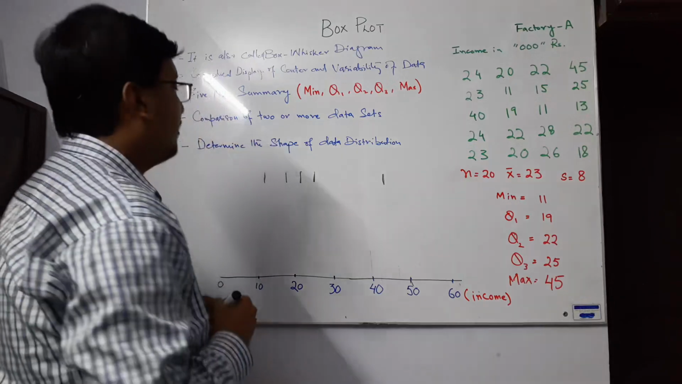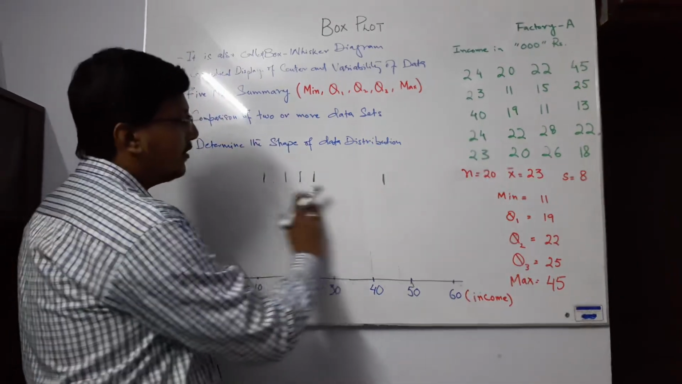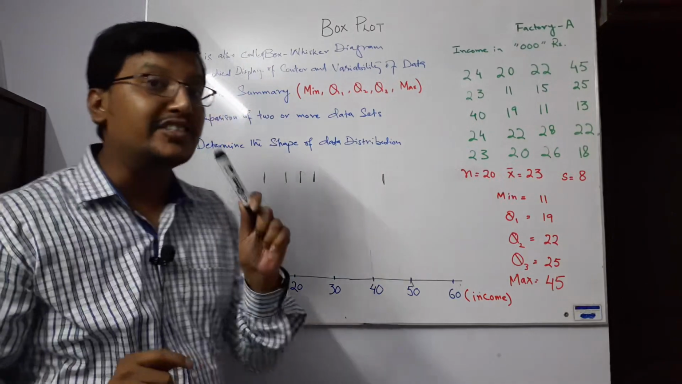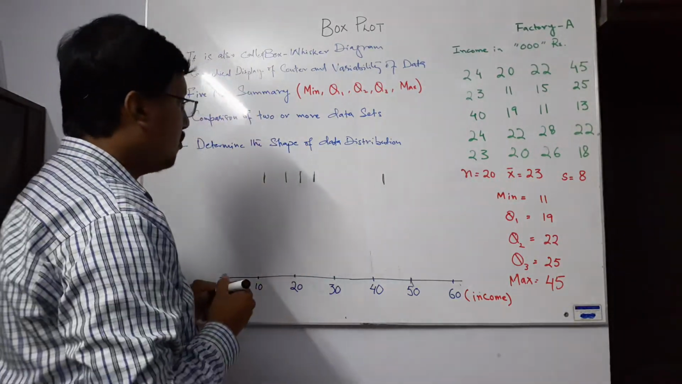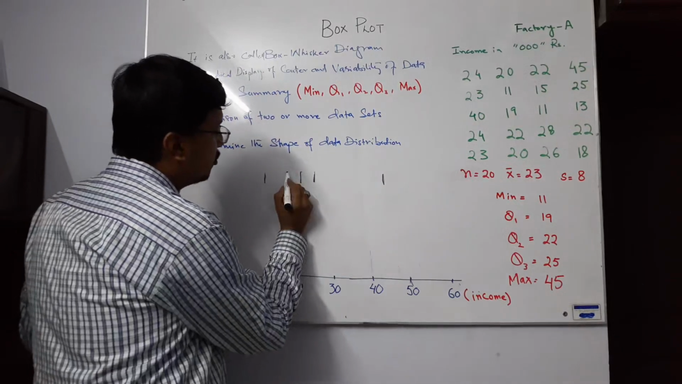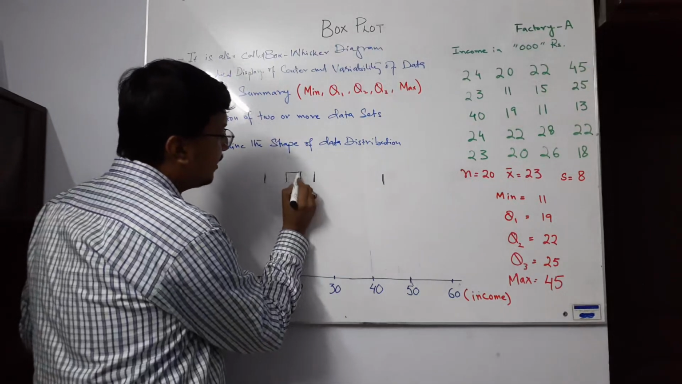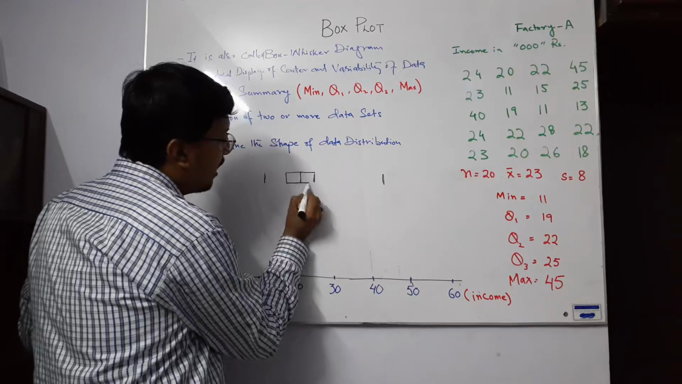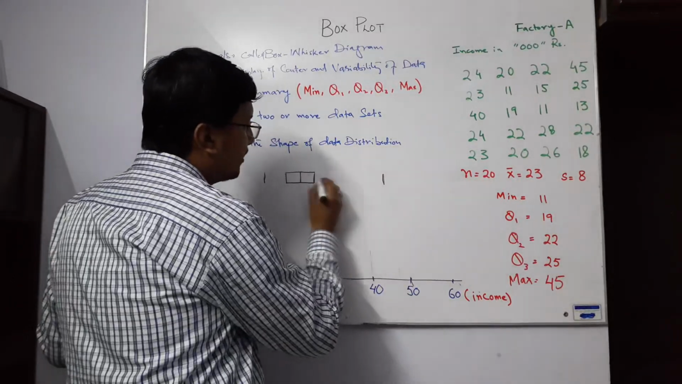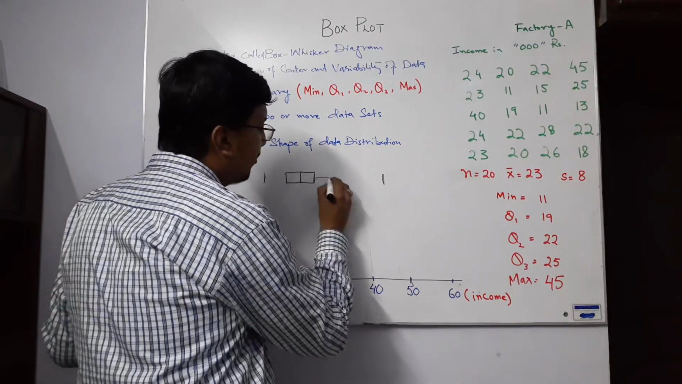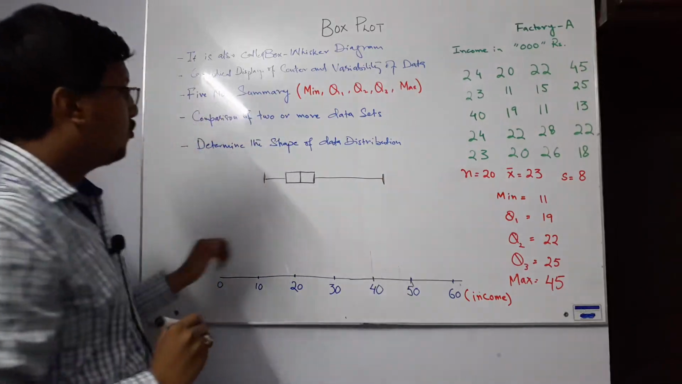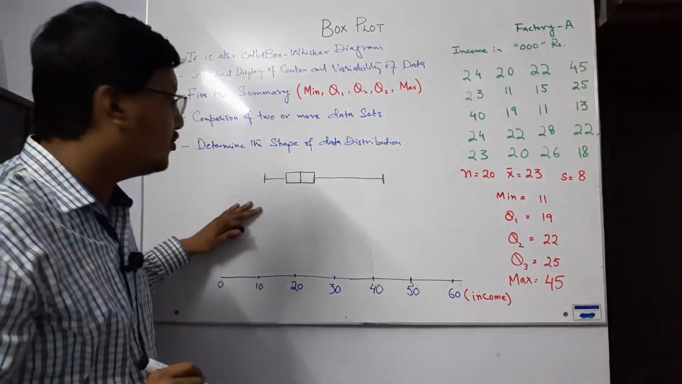So what is this basically? Basically, we have these 5 lines. 5 lines are basically called the hinges. So very simple, we will just join these 3 lines in this way. Okay, and then we will draw these lines from the center of the boxes. So now our box plot has been drawn.